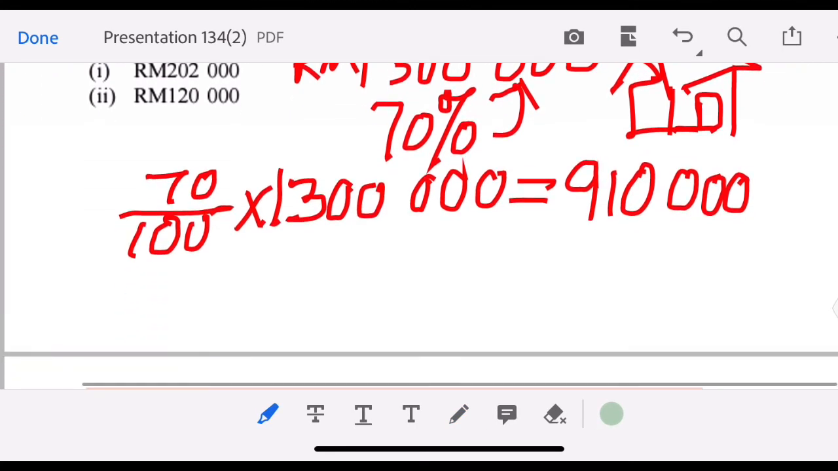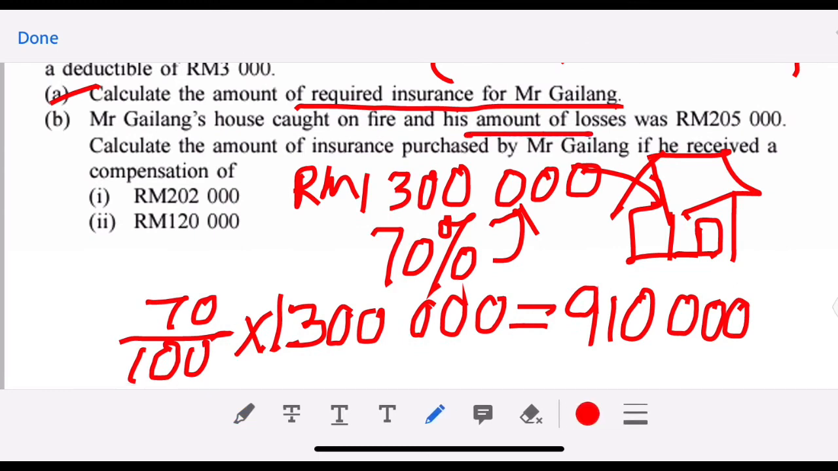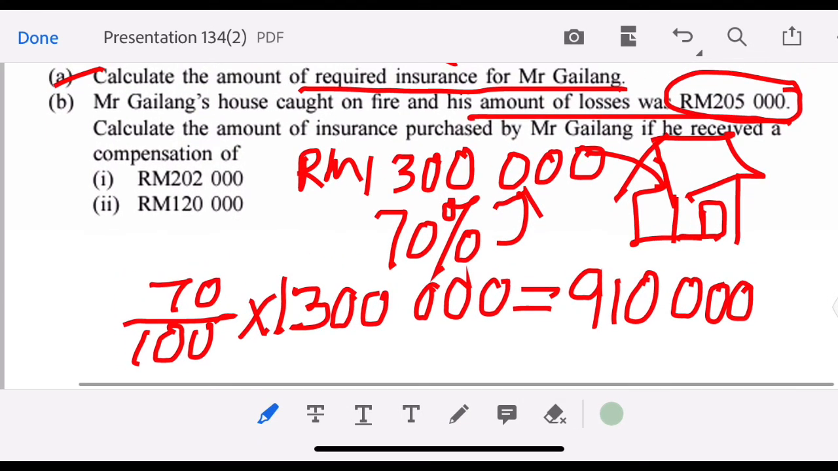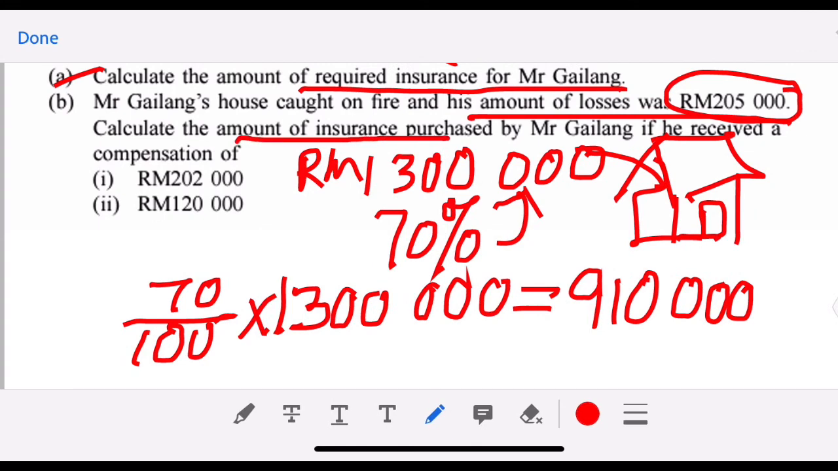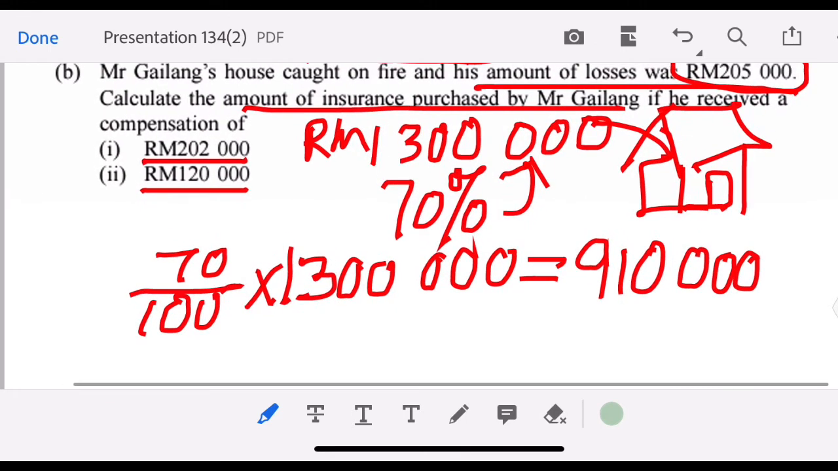Okay, so let's see. If Mr. Gailang's house caught fire and the amount of loss was 205,000, calculate the amount of the insurance purchased by Mr. Gailang if he received 202,000 and 120,000. Okay, so let's say we want to calculate the amount of the insurance purchase.